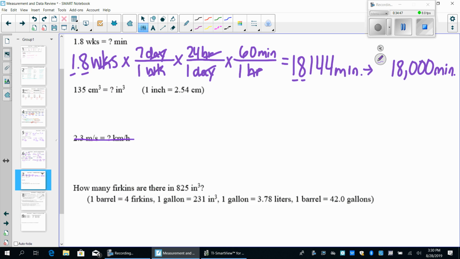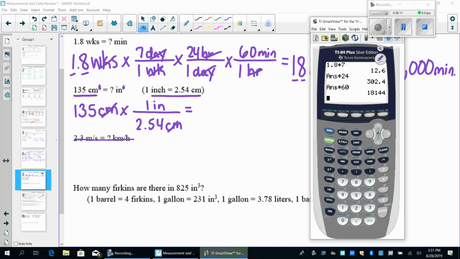Okay, I marked this off for this one because I didn't want to get too confusing. So we're starting off with 135 centimeters, using this conversion factor. I'm going to put the centimeter one on the bottom. There's 2.54 centimeters in 1 inch. So that cancels out. And I've got 135.